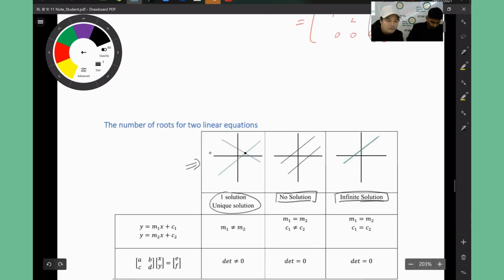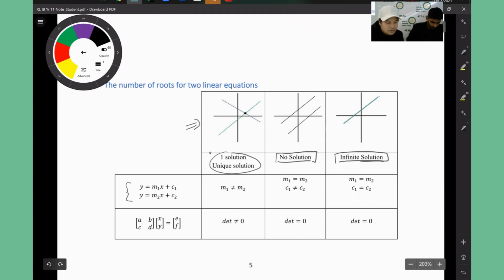From an equation point of view, if you have two equations, you get a unique solution as long as the gradient is not the same. Two lines with different gradients give a unique solution. For no solution, the gradient is the same, so the lines are parallel but the y-intercept is not the same. For infinite solutions, the gradient and the y-intercept are both the same, so they're on top of each other.